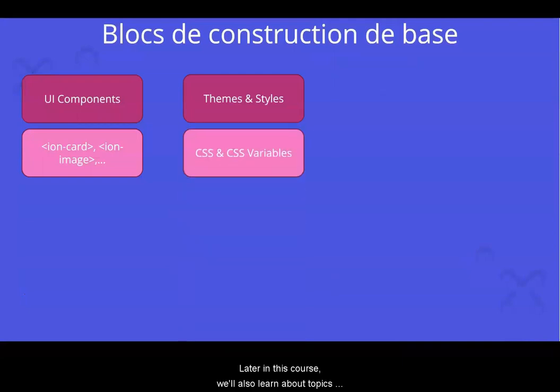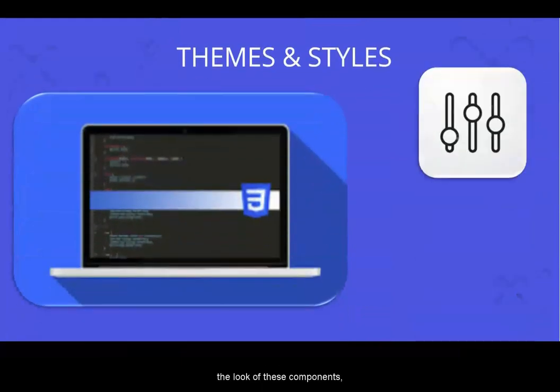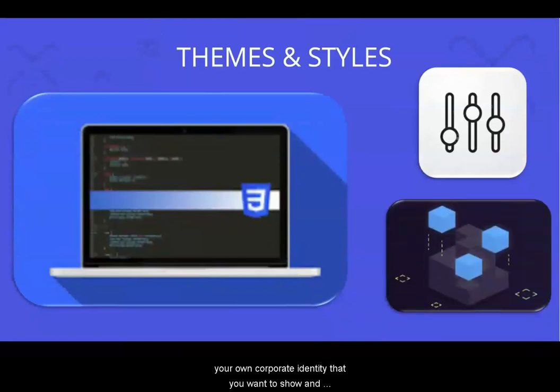Later in this course, we will also learn about topics like theme and style, which is basically adjusting the look of these components. In your specific application, you will have your own style, your own corporate identity that you want to show and that you want to use. And IONIC doesn't stop you from doing that. Just because these components look pretty or nice out of the box doesn't mean you can't change them, and we're going to discuss this later in the course in a separate theme and style module because it's so important.